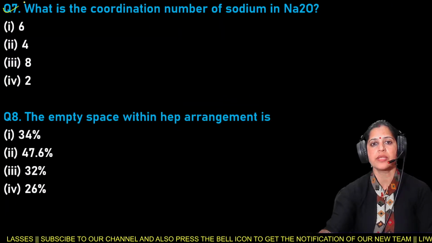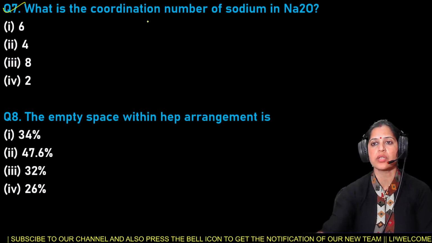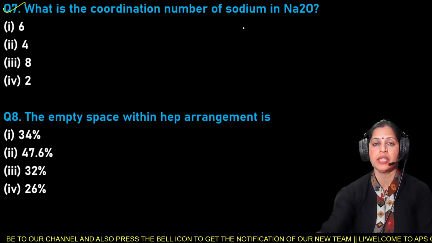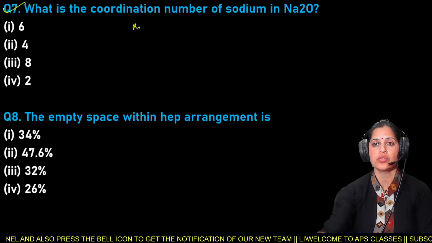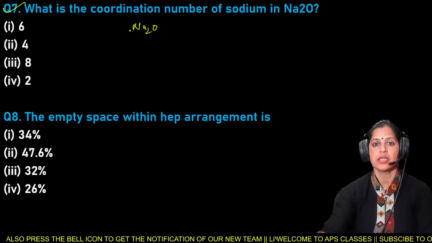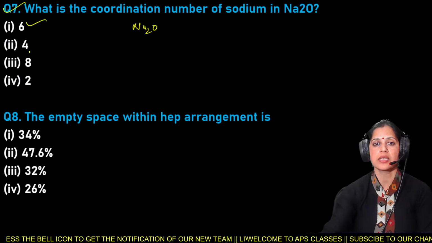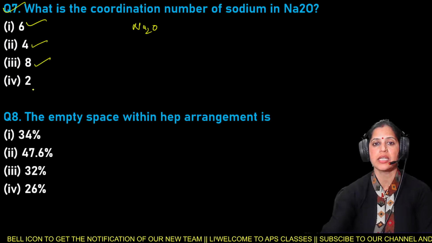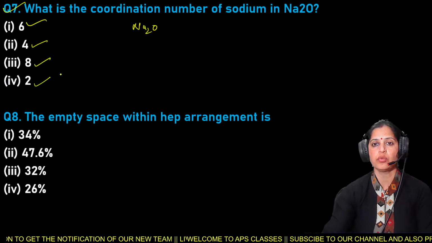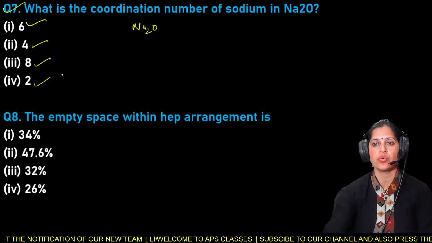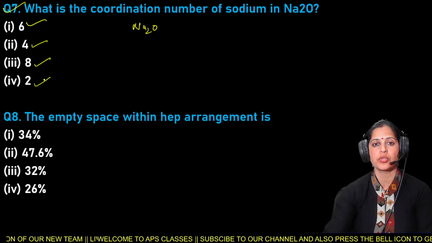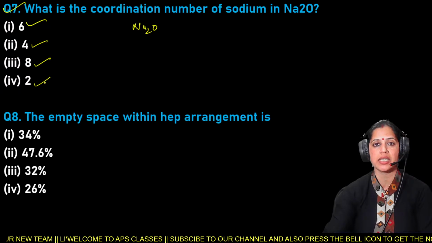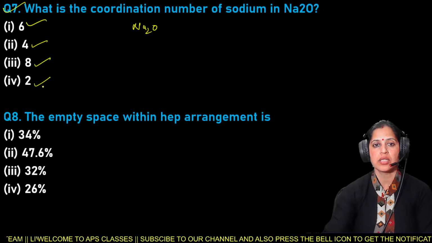Now shift to question number 7, and question number 7 is: what is the coordination number of sodium in sodium oxide? Options are 6, 4, 8, and 2. So you have to choose the coordination number of sodium in sodium oxide. Options are given: 6, 4, 8, and 2.